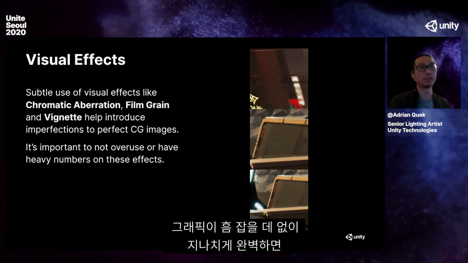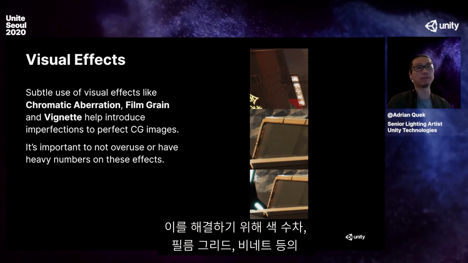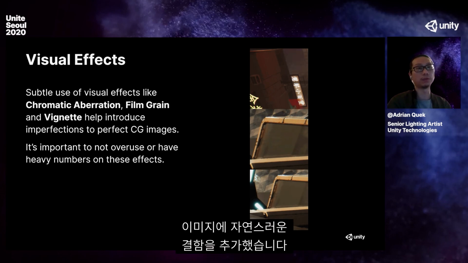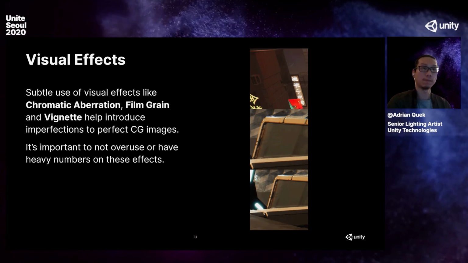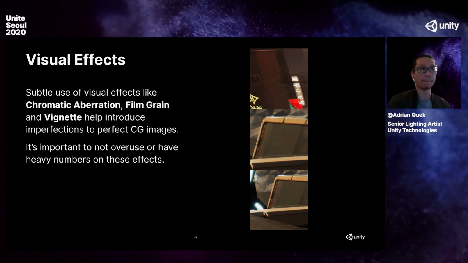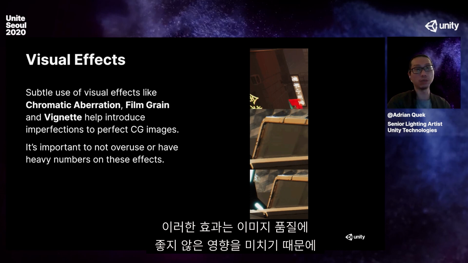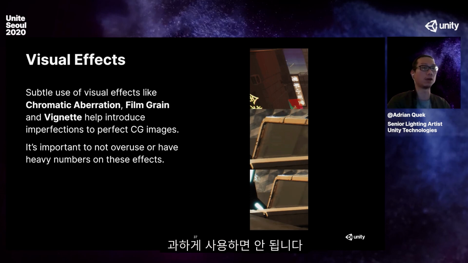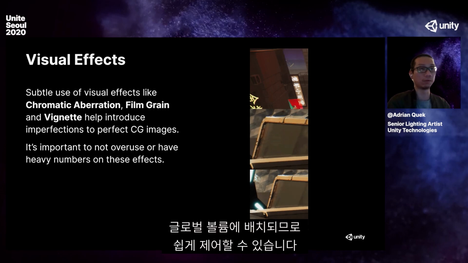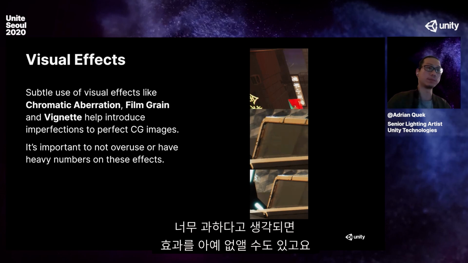There is always a problem in CG images looking too perfect that breaks the illusion. To combat this, we use effects like chromatic aberration, film grain, and vignette to help introduce imperfections in the image. These are camera effects that only appear when a lower quality lens is used, but having just a subtle representation of them helps. It's important to never go too heavy on these effects because they have a detrimental effect on image quality. These settings are used scene-wide, and we have them placed in the global volume so we can easily control them, and even turn them off if we decide that it is too much.